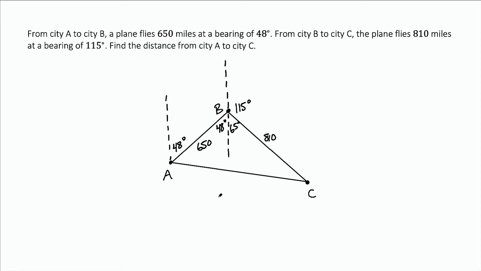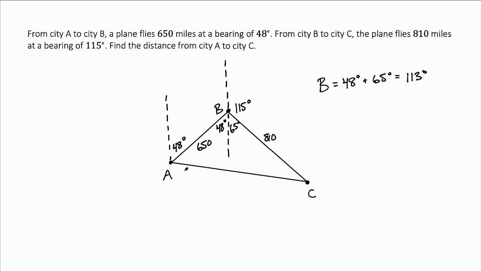And now that I know those two angles, I can get this full angle, angle B, the angle at city B. Okay, I can just add those together. Okay, and that gives me 113 degrees for that angle there. And that's perfect, because now we have these two sides and the enclosed angle. And that means we have side angle side. And for side angle side, we can use the law of cosines.